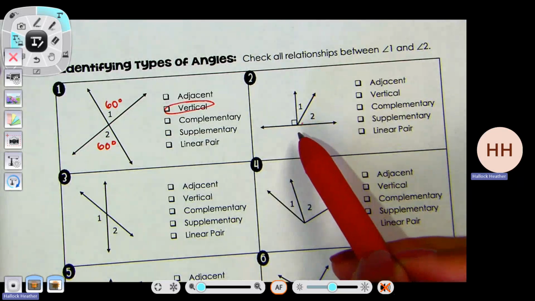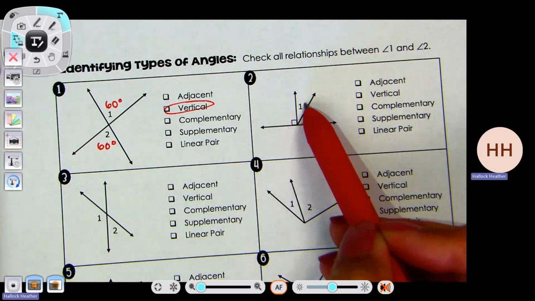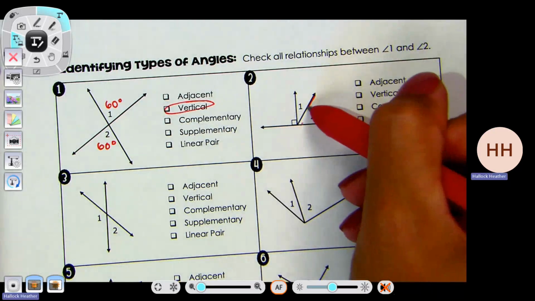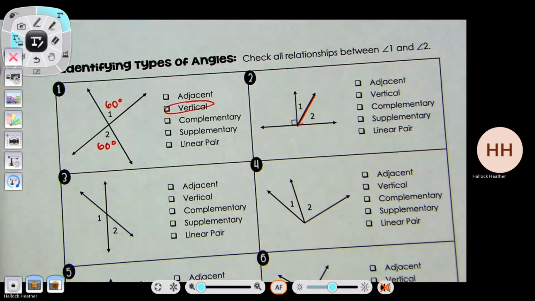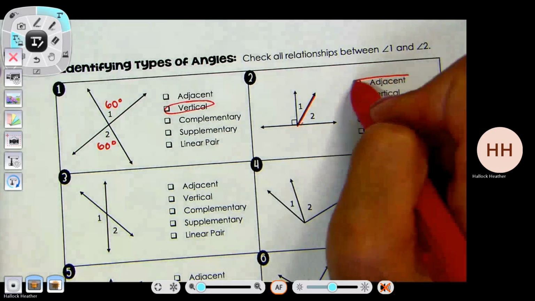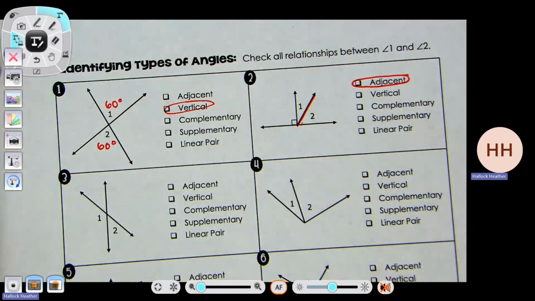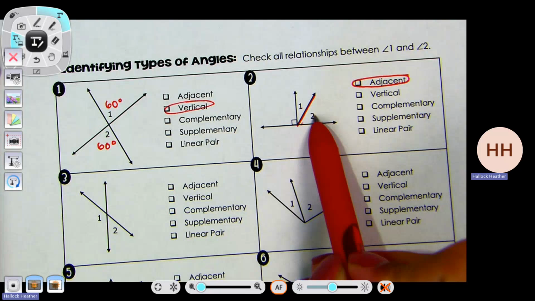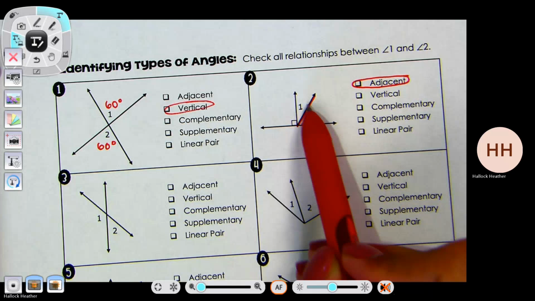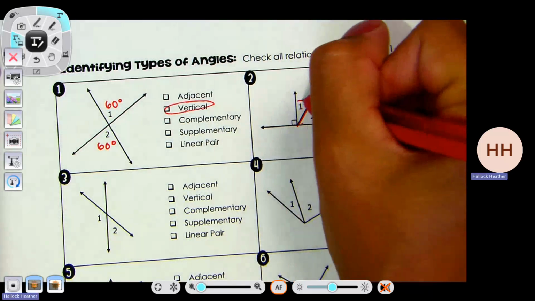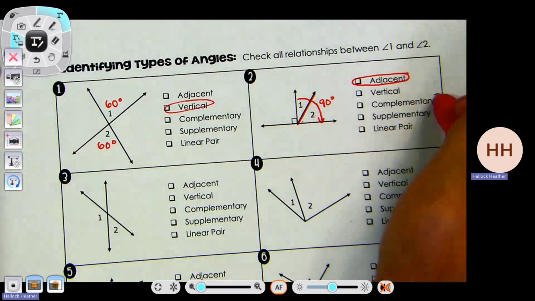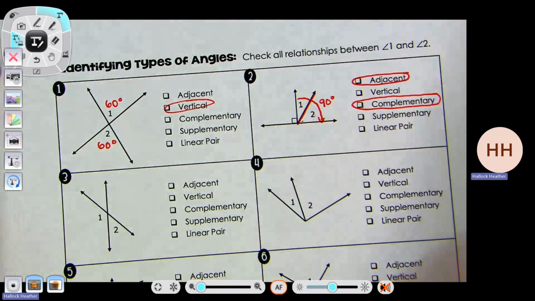For number 2, angle 1 and angle 2 are next to each other. If they're next to each other like this and they share a common side, what is that? Adjacent. And they're technically one other thing. If I combine 1 and 2 together, if I add these, would it make 90 or would it make 180? 90, because this side is 90, so automatically I know the other side is 90 degrees. So 1 and 2, if I add them together, it's going to be complementary because complementary is adding to make 90.